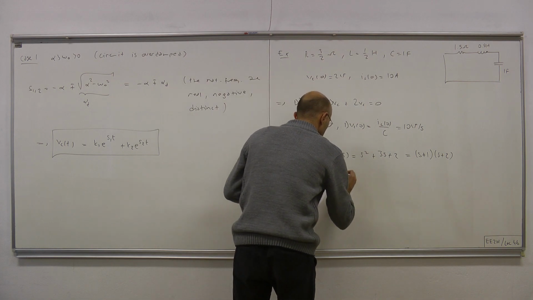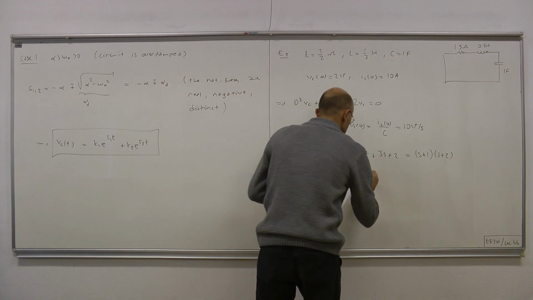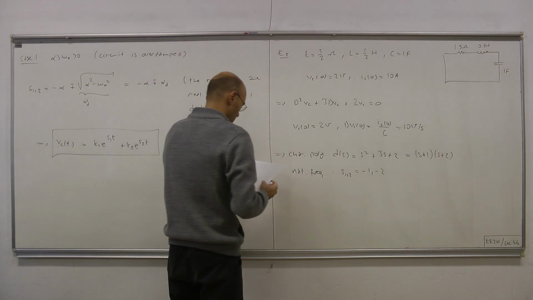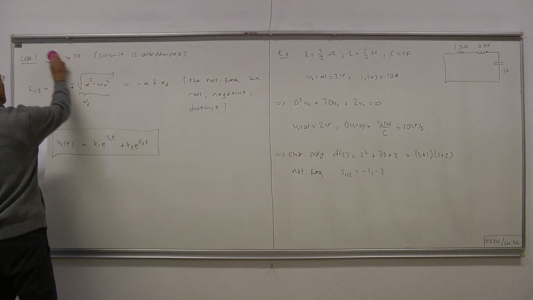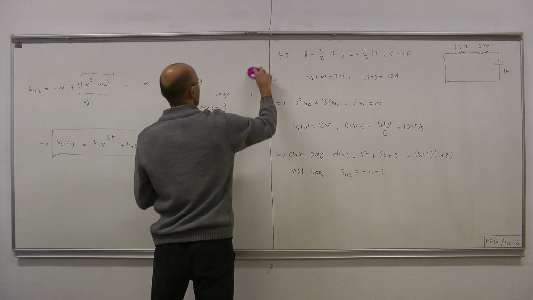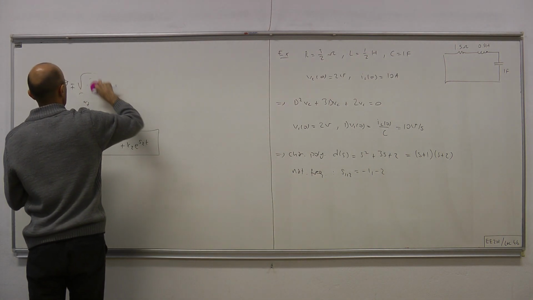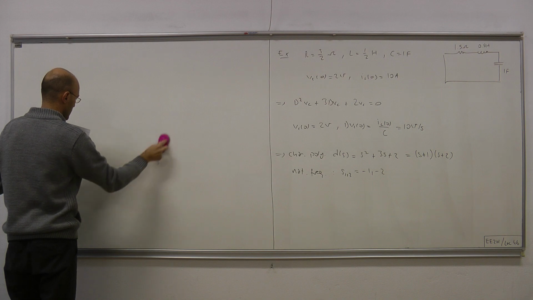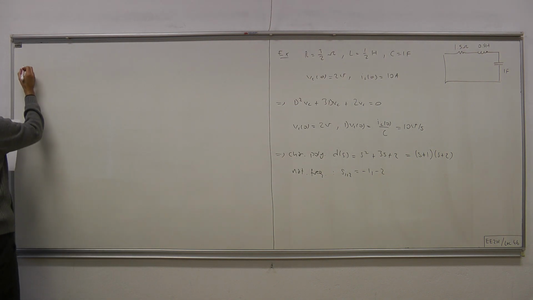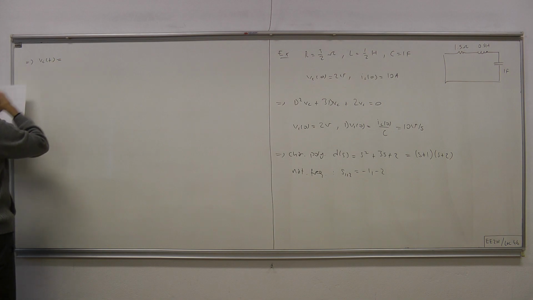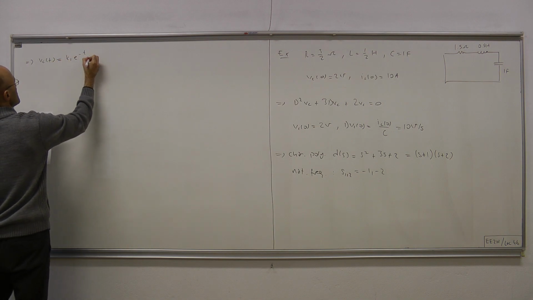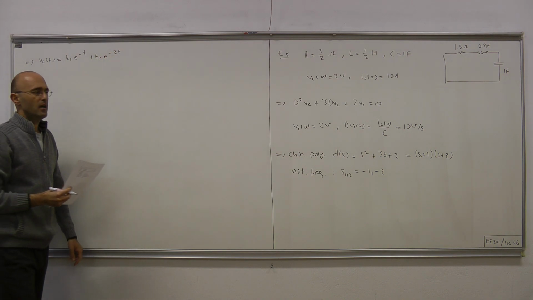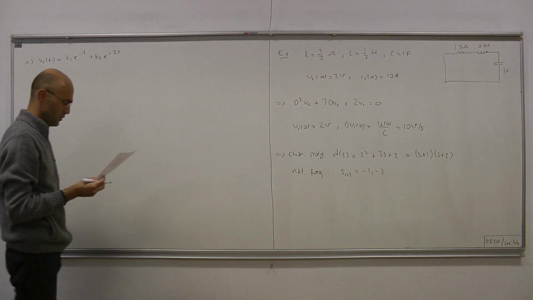Natural frequencies s1, s2 are at -1 and -2. Therefore, capacitor voltage should look like K1 e to the minus t plus K2 e to the minus 2t. And K1 and K2 are to be determined by the initial conditions. So let's do that.